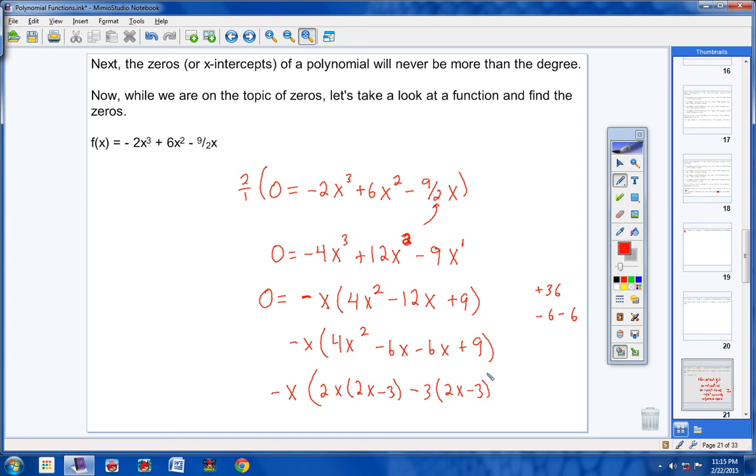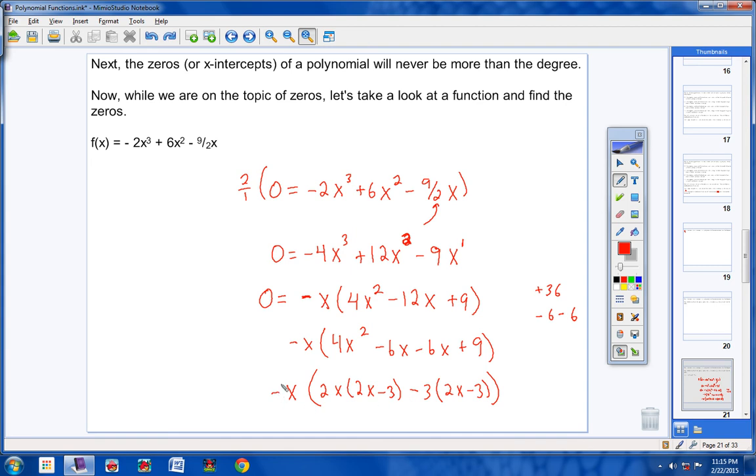Now students, just check your work, okay? 2x times 2x, 4x squared. 2x times negative 3, negative 6x. Negative 3 times 2x, negative 6x. Negative 3 times negative 3, positive 9. This parentheses here and this parentheses here should match. If they don't, you've messed up somewhere, okay?